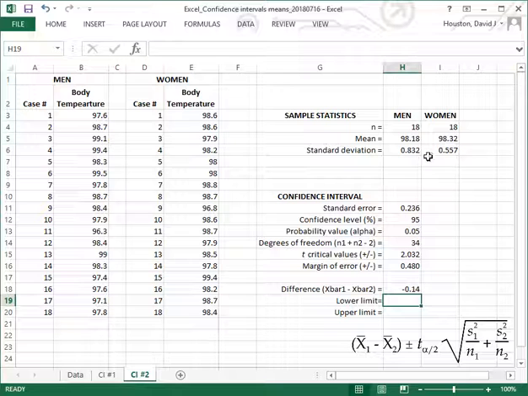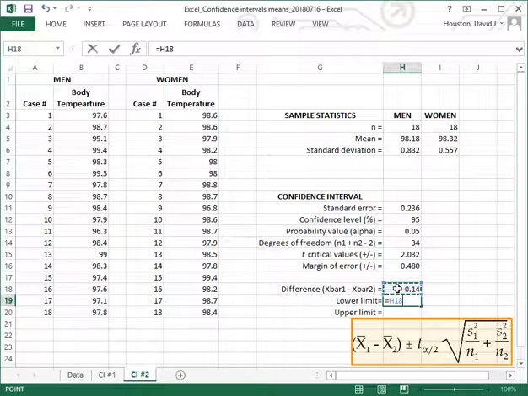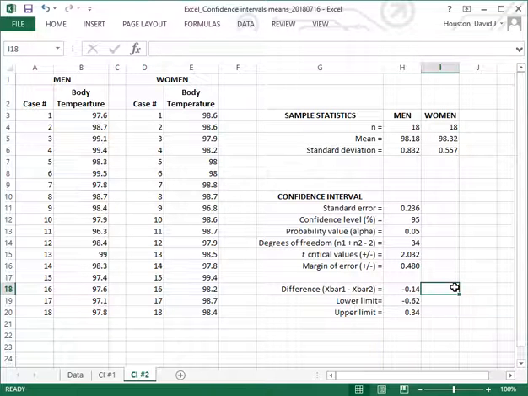What we'll do next, to find the lower limit, is take the difference between the two sample means and subtract from that the margin of error. Then the upper limit is, again, the difference between the two sample means, and this time we add the margin of error. And so our confidence interval ranges from minus 0.62 up to 0.34.